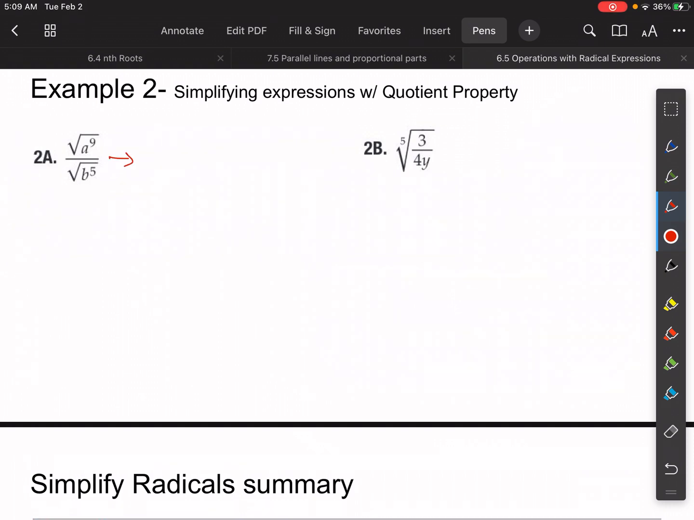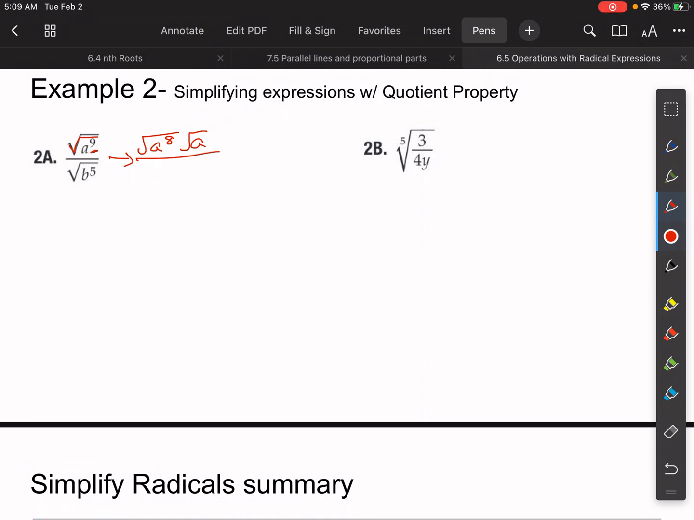So here we go, guys. This is the square root of a to the 9th. Okay, so I'm going to rewrite this in terms of how I always think about this: if there's a square root, I just need an even exponent. So the biggest even exponent in 9 is 8. Okay, so that's like a to the 8th times a.